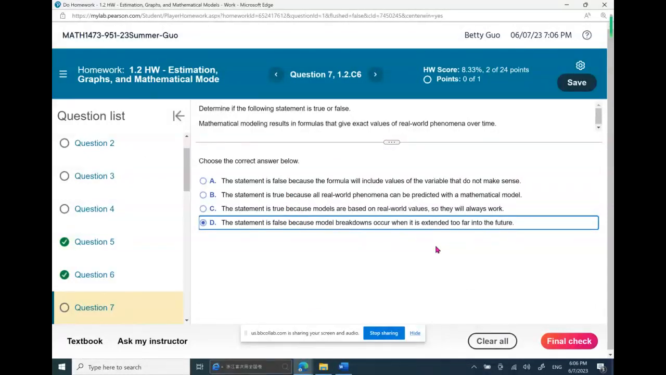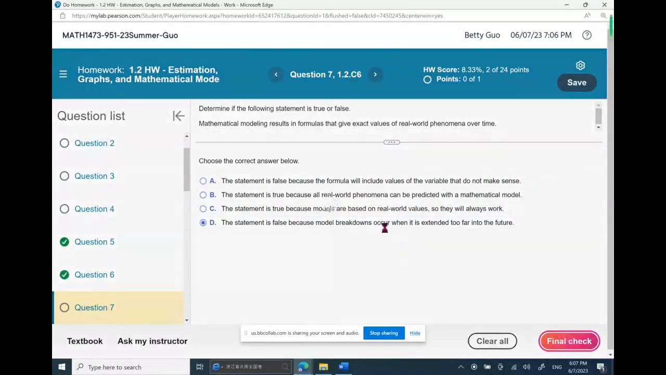One purpose of modeling is to predict, but it has a scope. If it's far away in the future, far into the future, it will not apply. So we choose the last answer.